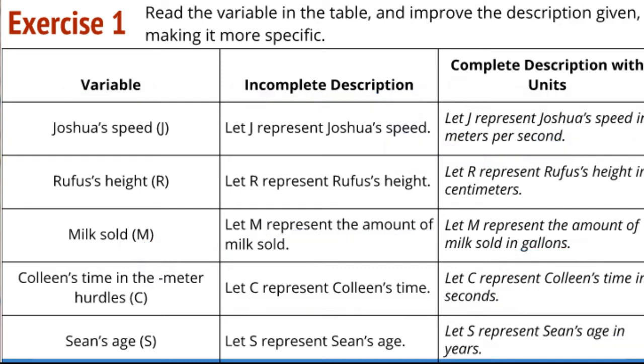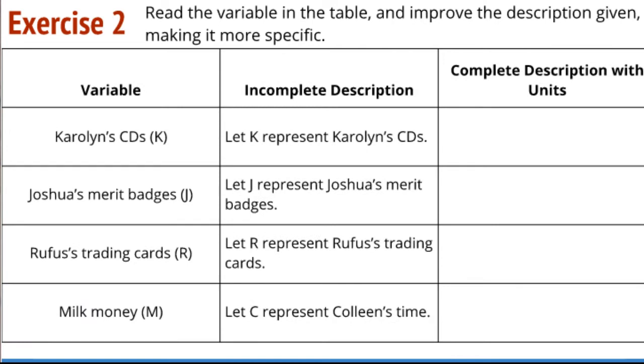So the point of exercise 1 here is to really start getting us thinking about units of measure and how we are going to represent that when we declare our variable, when we set our variable out there. All right, exercise 2. Read the variable in the table and improve the description given, making it more specific.